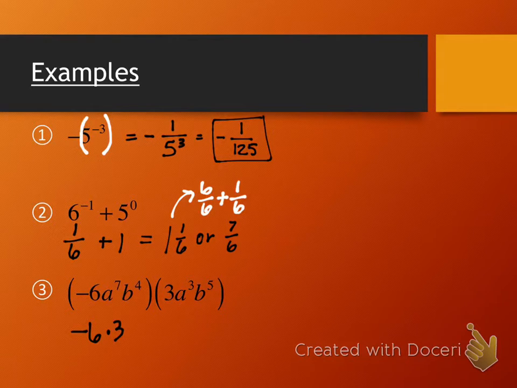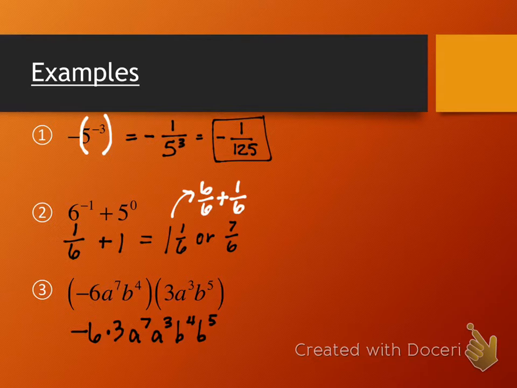There's 2 pieces that have a's in them. I have an a to the 7th and I have an a cubed. So those are going to be combined together because they have the same base. And then I have b to the 4th and I have b to the 5th, also having the base of b in common. So this is sort of an intermediate step. You don't necessarily need to show this particular step I just did if you can see the pieces aside.